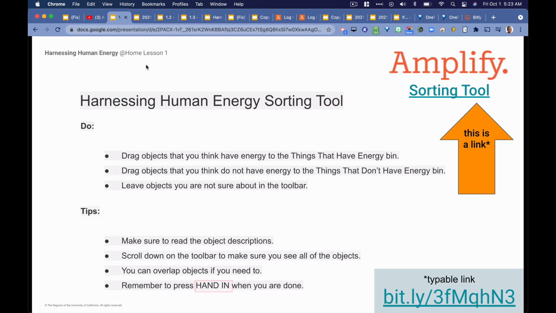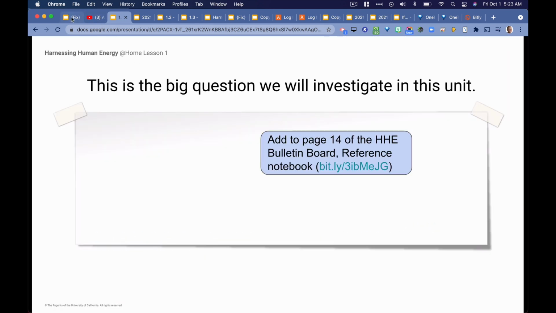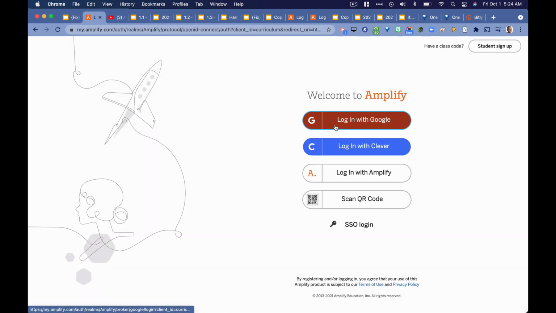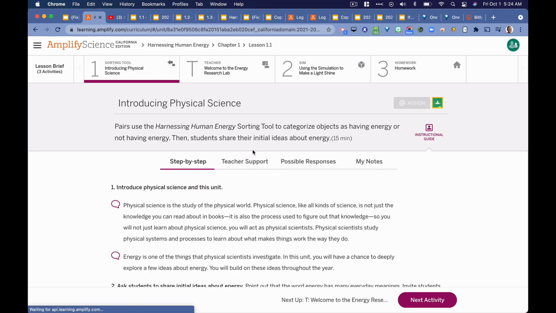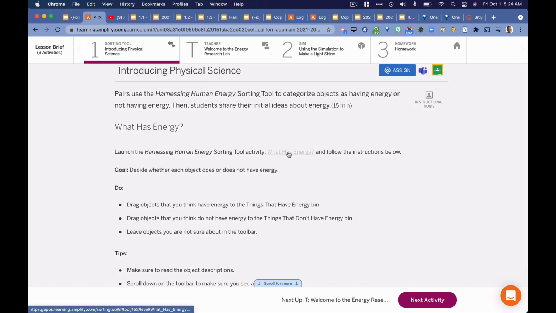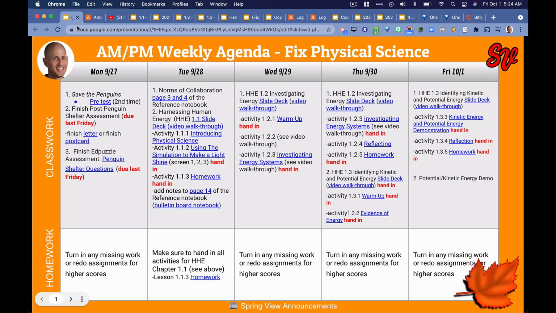I'm not going to go over each lesson because that's what the video walkthrough is for. So let's just say that, hey, doing activity 1.1, they click on this link. Again, they can see in the video walkthrough what goes on in that lesson. We're using our amplified curriculum, and students read the information, read the directions carefully, click on the links that they need to, and so forth.